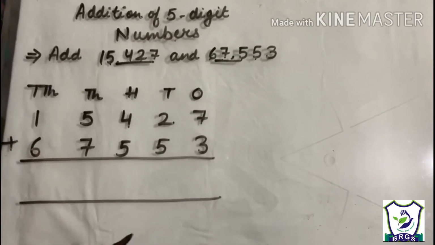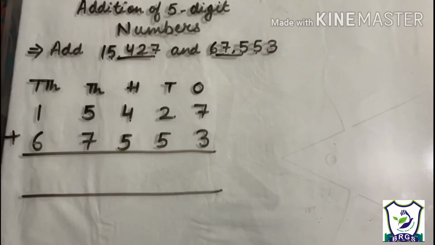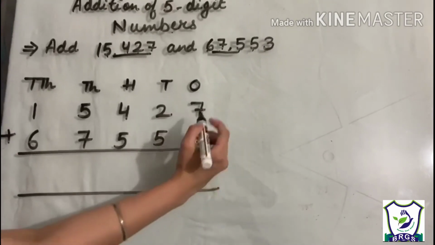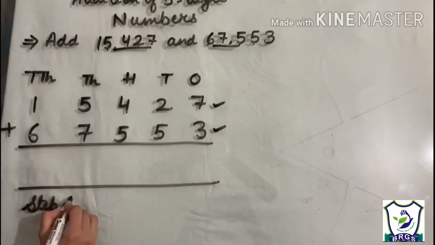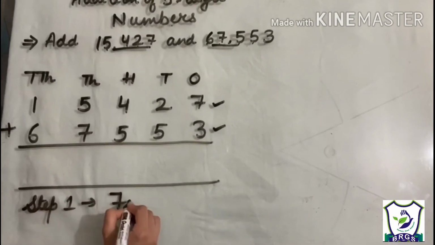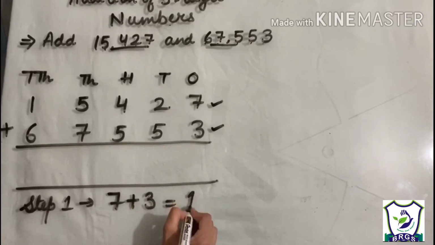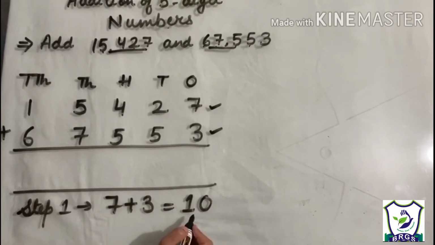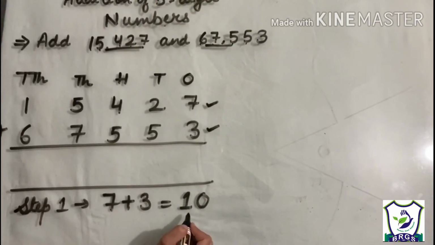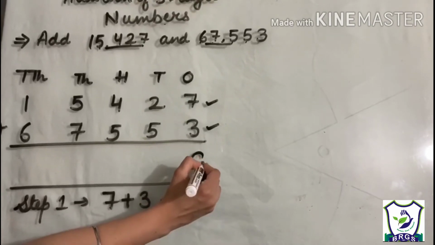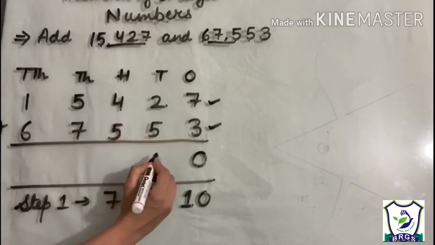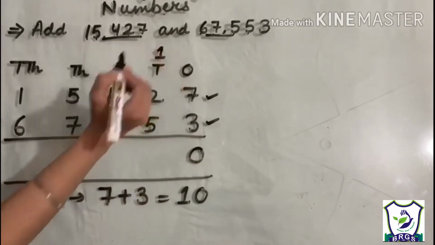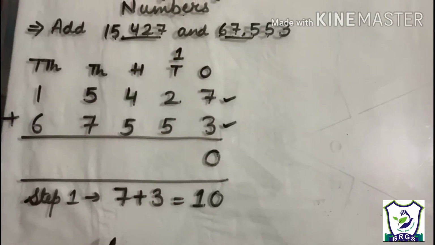What is our first step? Our first step is to add the ones. Ones are 7 and 3. So our step 1 is to add 7 and 3. It becomes 10. So we will write 0 in the ones column and carry over 1 to the tens column.